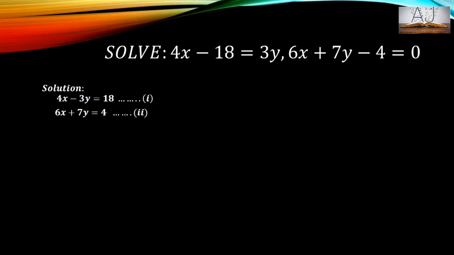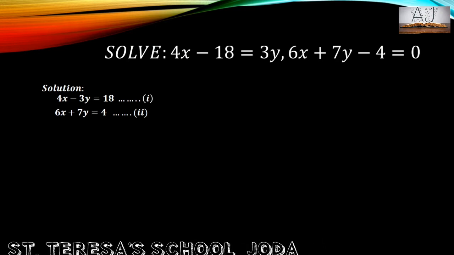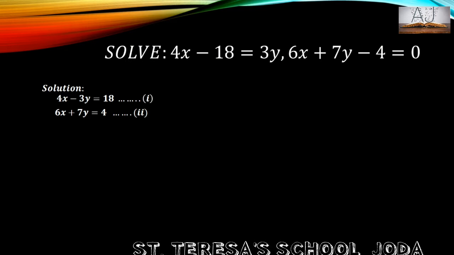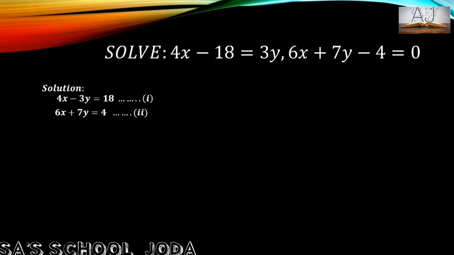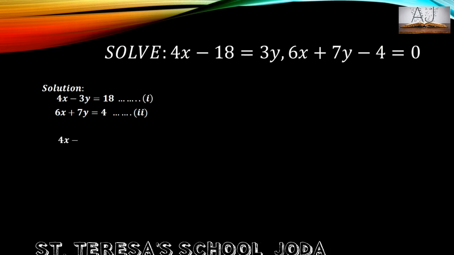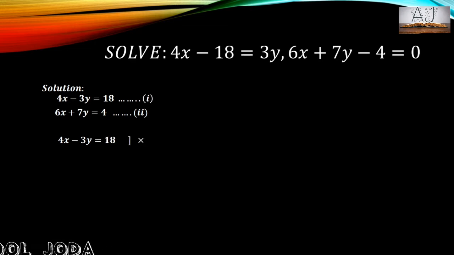Now we have to make one of the variables in both the equations equal. Either you have to make y equal in both the cases, or you have to make x equal in both the cases. Any one you can make equal. How do we make it equal? You can see here before y we have minus 3, and before y in the second equation we have plus 7. So I am making x equal.